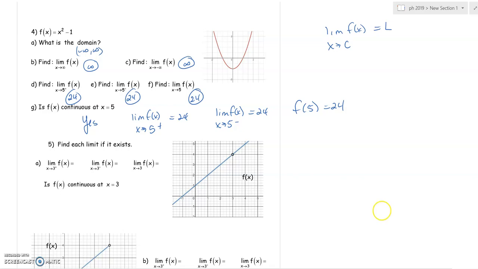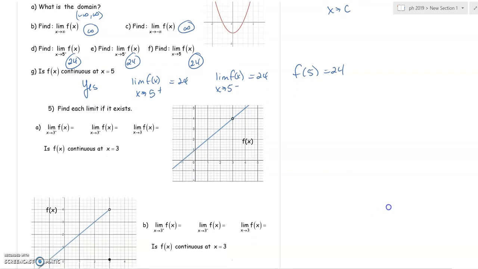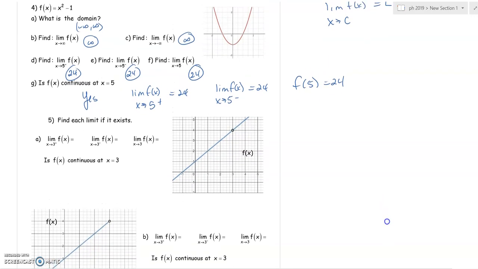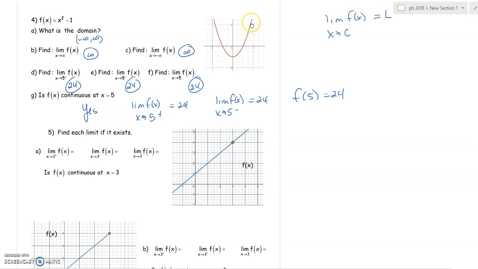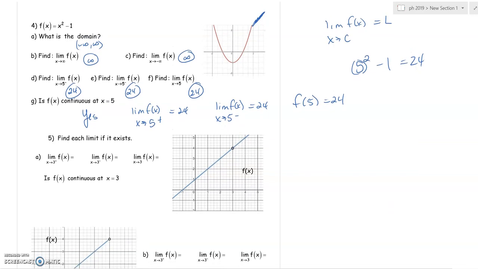So for part D, looking at the graph, you might say, well, it's kind of hard to see. 5 is way over here. So do you see how we could substitute 5 in for x to see that the y value is 24? So as x approaches 5 from the right and the left, those limits both exist and they're equal. They're both 24. So the limit of the function as x approaches 5 exists, and it's 24. And that's why f of x is continuous at x equals 5, because the right and the left-hand limits exist, and they're the same, and f of 5 is that same value of 24.